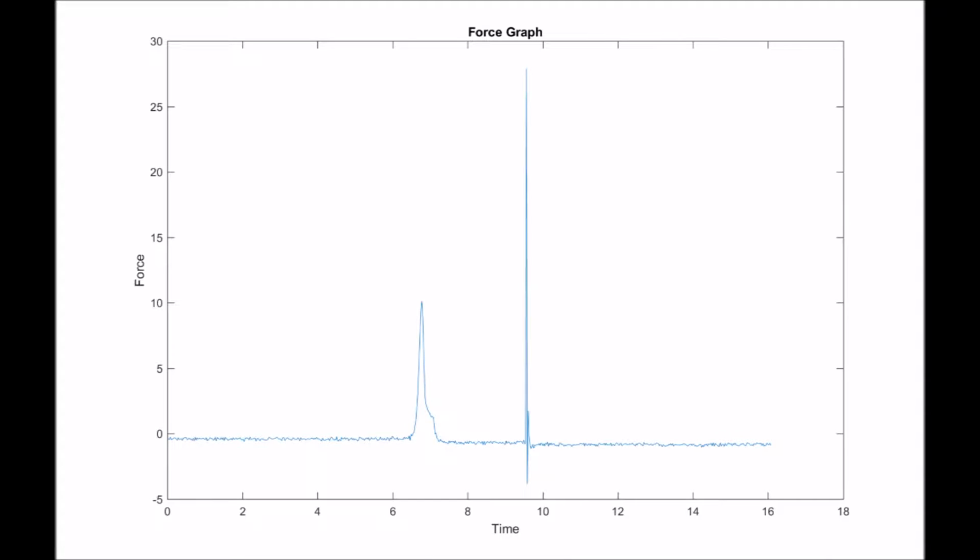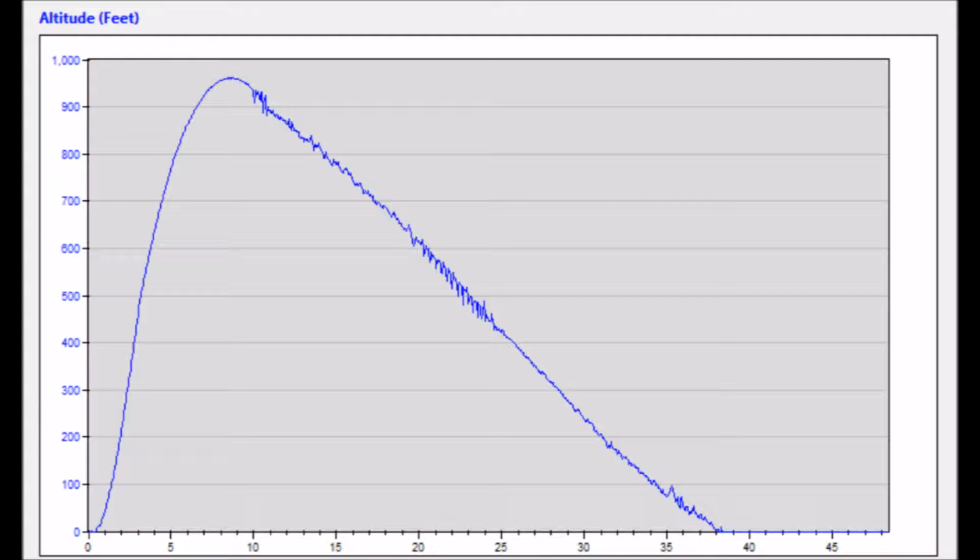This is the thrust stand data, and you can clearly see at 6 seconds there's ignition, and there's a spike in the graph, and then there is even a greater spike in the graph a little before 10 seconds, and that is the ejection charge going off, separating the payload from the rest of the body and deploying the parachute.